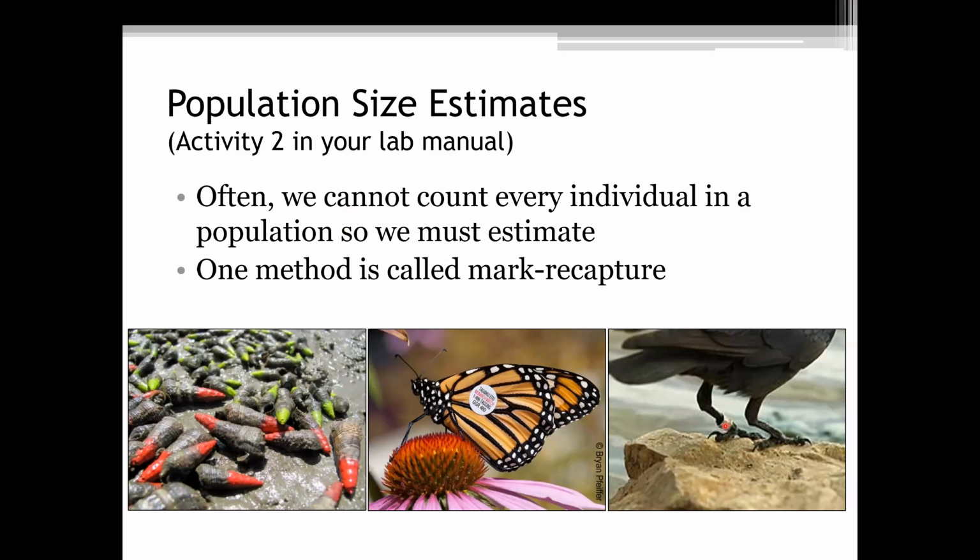You want to make sure that the mark is small but identifiable. And then you also want to make sure that it does not affect the organism's viability. So it's not destructive in any way. A lot of times birds are marked like this, and you can see that these are marked here with some kind of coloring.